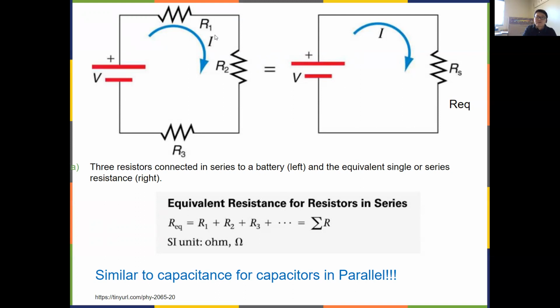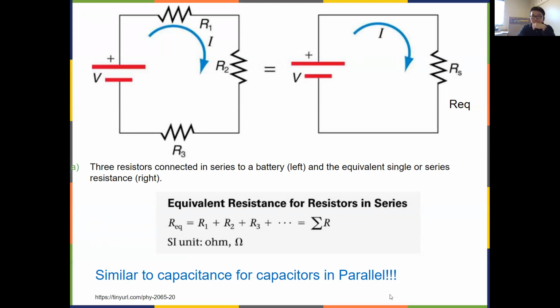Now, as the 3 are treated as 1, I times R EQ should also be equal to V. So you can write I times R1 plus R2 plus R3 equal to I times R equivalent. Then R equivalent is equal to R1 plus R2 plus R3. That means the summation of the R's in the circuit. If you have 2, just R1 plus R2. If you have more than 3, then add the remaining resistances up. This is similar to capacitors in parallel, so they are flipped, right? Resistors in series is the same as capacitors in parallel.